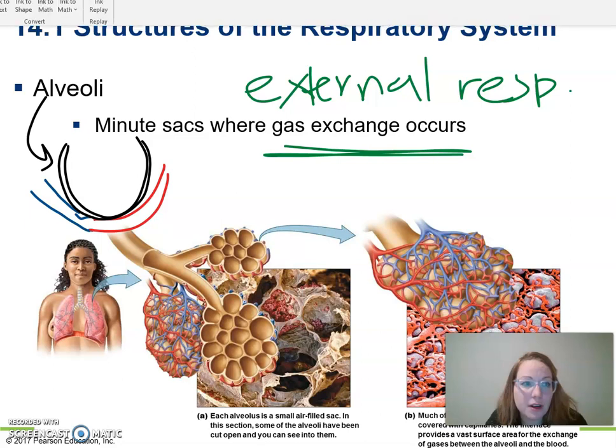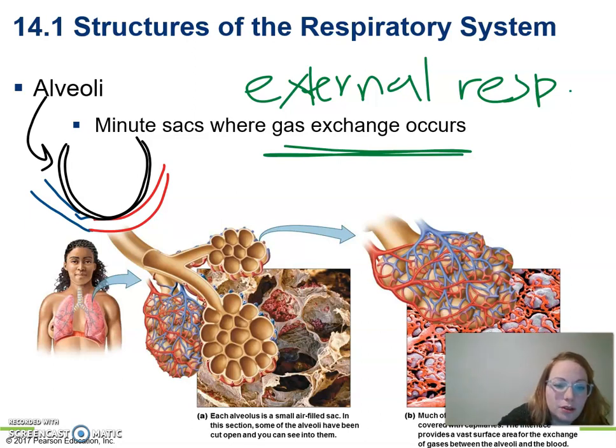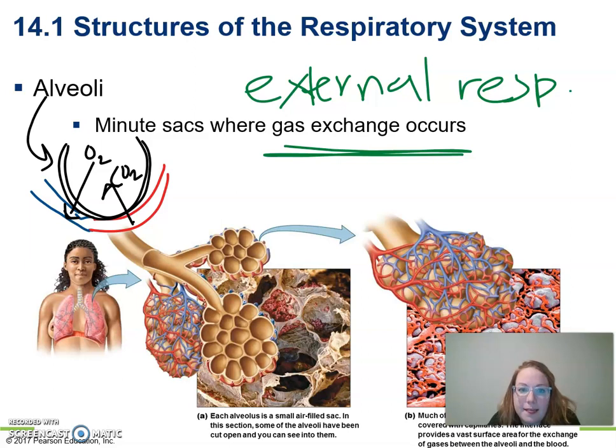And so now let's draw where those gases are going. So oxygen goes from the air down its gradient into the blood, right? And then we've got lots of carbon dioxide in the blood. It's going to diffuse out, and we'll breathe it out. Okay. Lovely. That's external respiration.